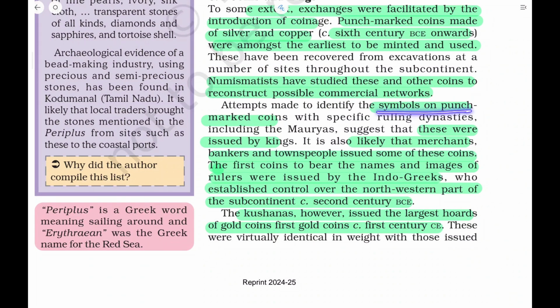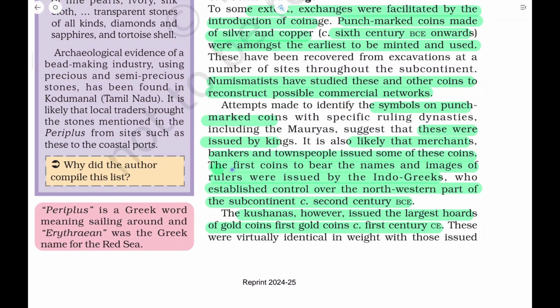Now the symbols on the punch marked coins, associated with specific ruling dynasties including the Maurya, suggest that they were issued by kings. So these punch marked coins were issued by the centralizing authority, that was the king. It is also likely that merchants, bankers and townspeople issued some of these coins. It means here statement B can be given in the question regarding the punch marked coins, that the punch marked coins were only issued by the king. But this is wrong. They were also issued by the merchants, bankers and townspeople.